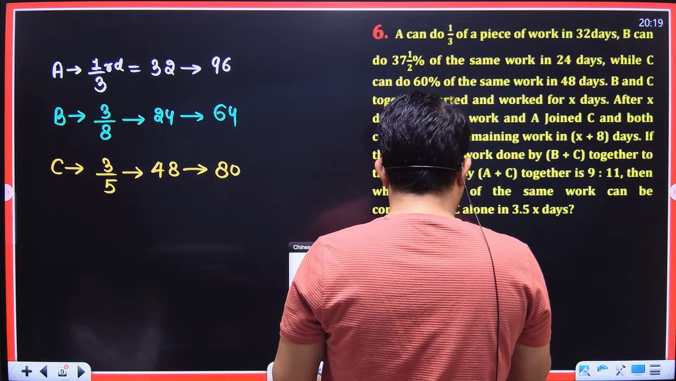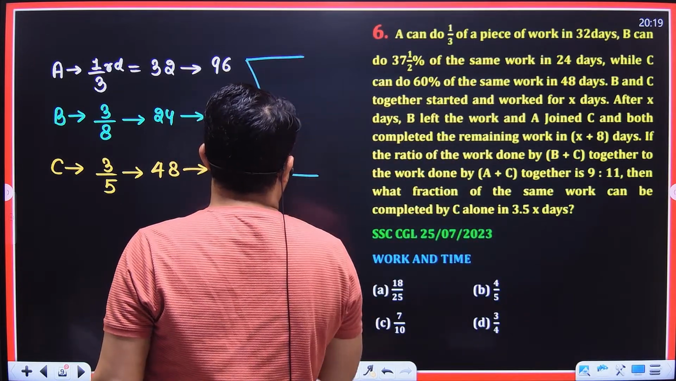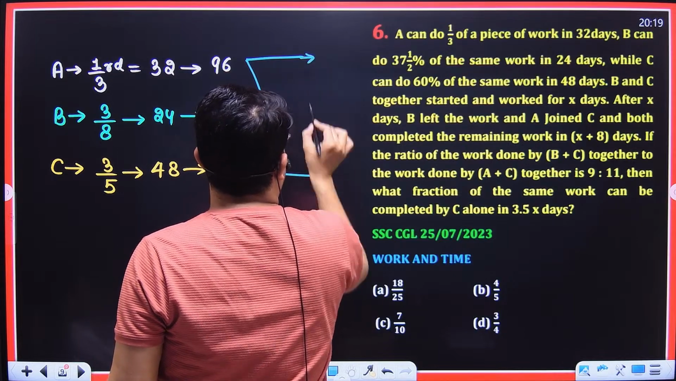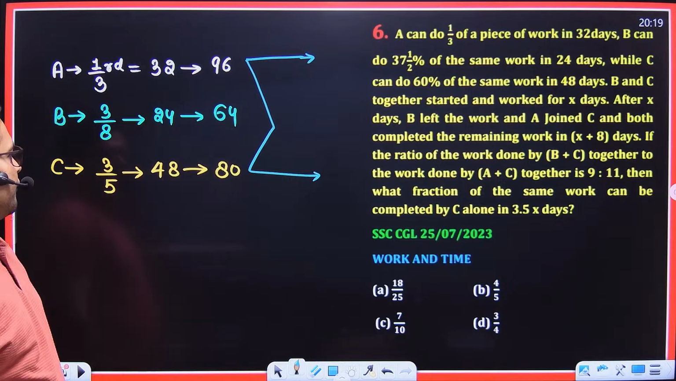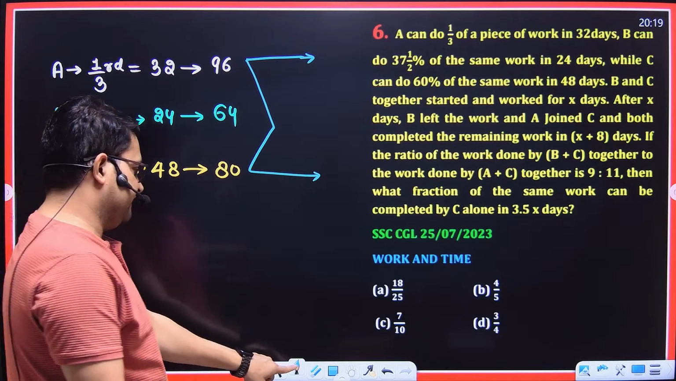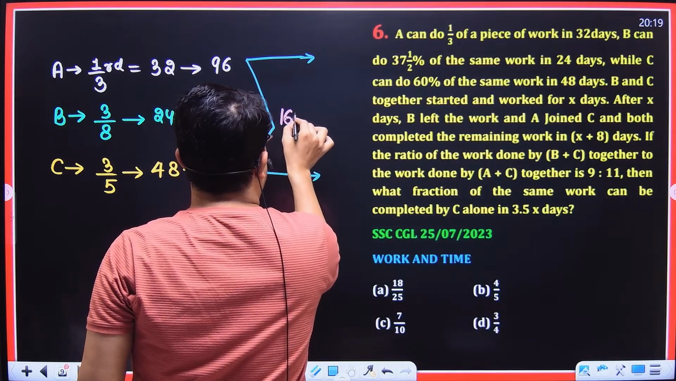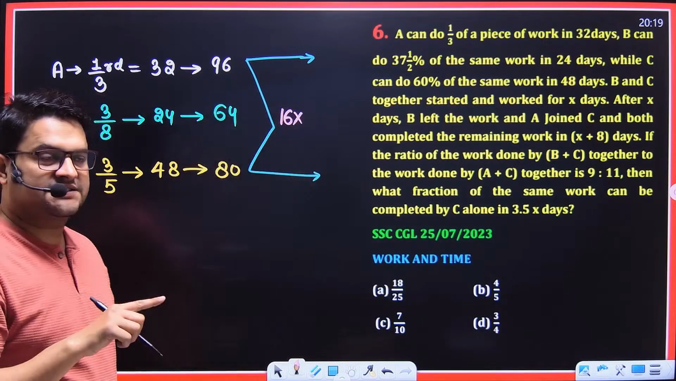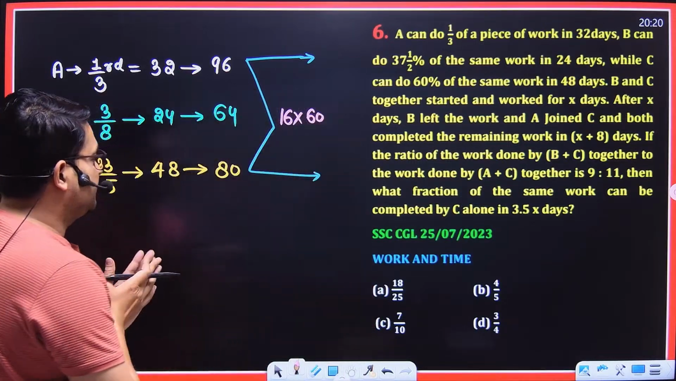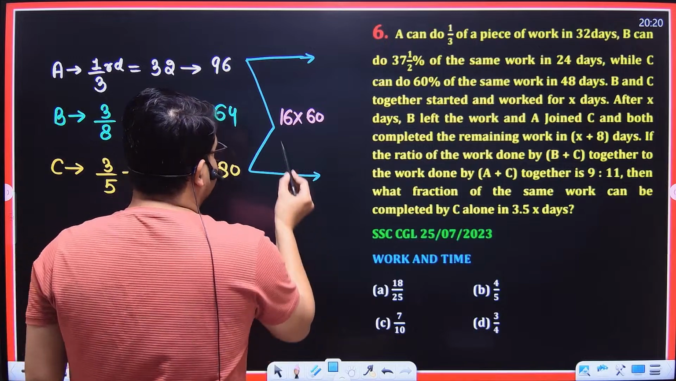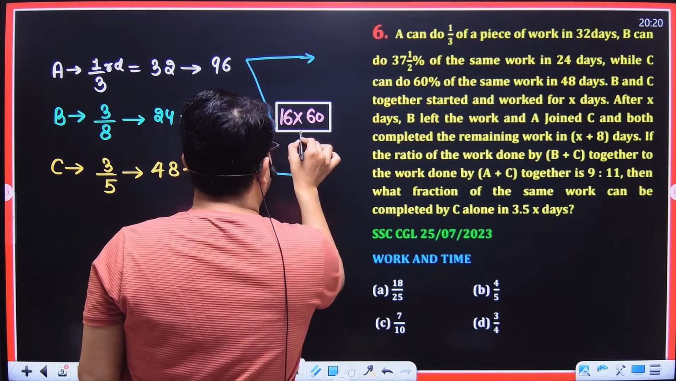Then what will we do? We will assume a work that can be divided by these numbers. That will be the LCM of these numbers. So this one is 16 into 6, this one is 16 into 4, and this one is 16 into 5. We can take 16 outside. So we have 16 into 4, 5 and 6. The LCM of 4, 5 and 6 is 60. So 960 is the LCM here. This one is the total work that we have to do.